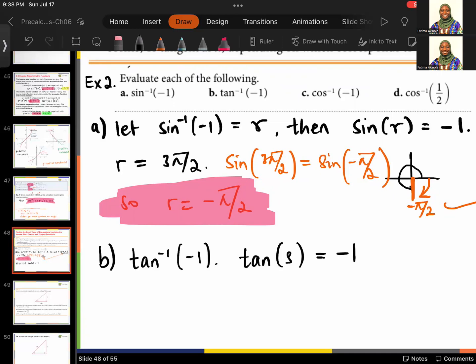But if you look at your unit circle, remember the quadrants: A, C, T, S. Everything is positive here, only sine is positive here, only tangent is positive here, and only cosine is positive here. So whatever we're looking for cannot be here, and cannot be here. So it can be here or here. But then where is -1? -1 is right down here.